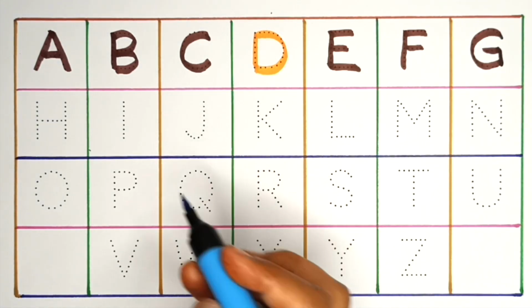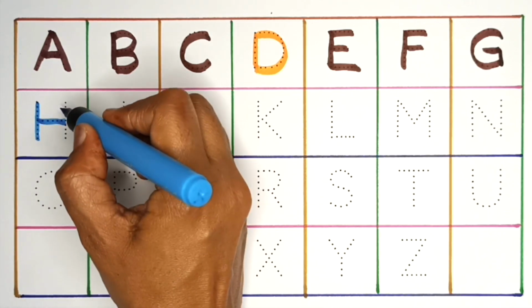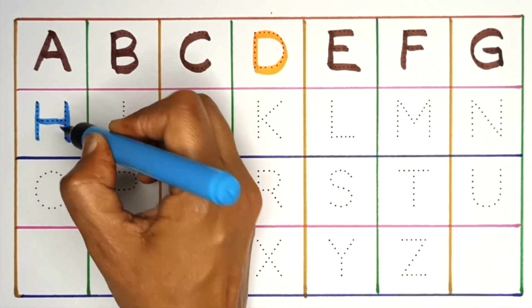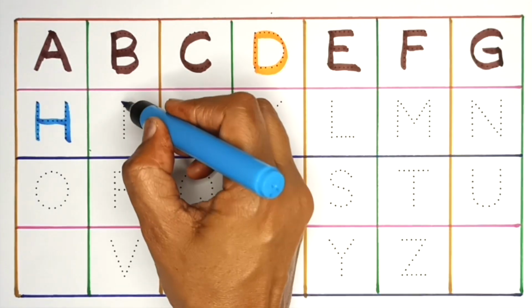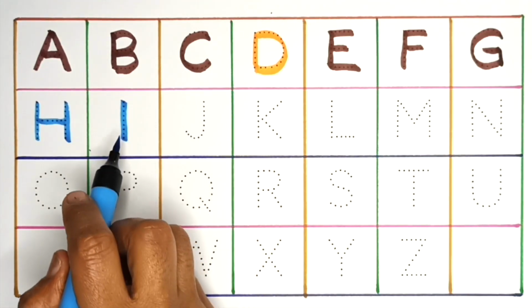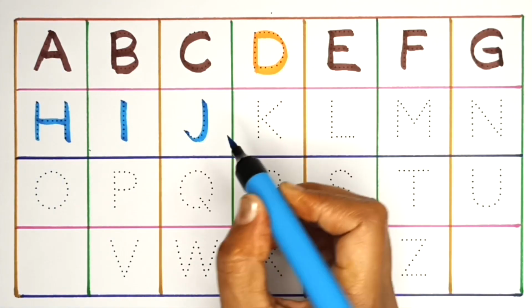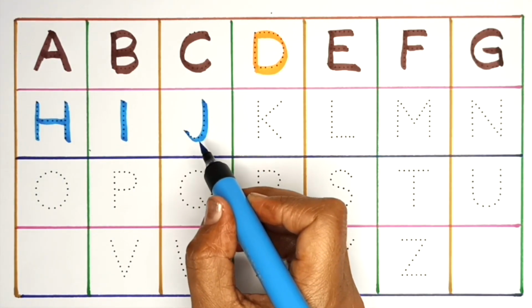Blue color, H, H for hen, H. I, I for ice cream, I. J, J for jug, J.